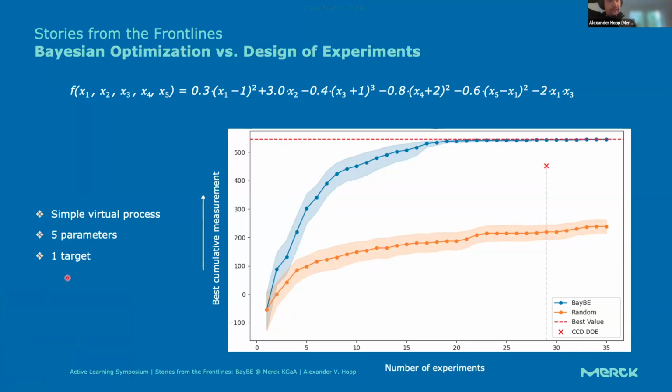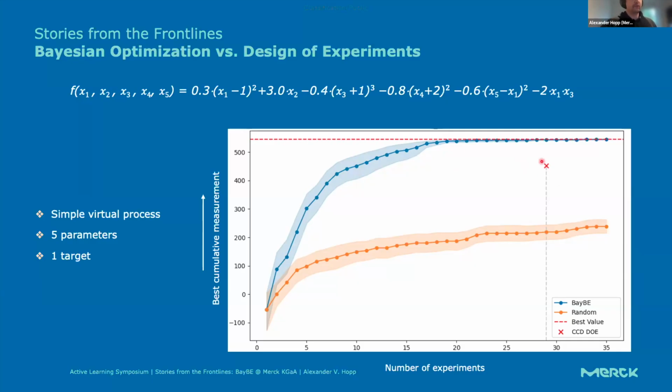What you can see on the slide here is the comparison of the optimization of this virtual process with BayBE shown in blue, compared with just doing random choices, and the results that you get from design of experiments. And what we see is, first of all, Bayesian optimization offers you this iterative procedure that we've talked about quite a lot already. So you could say that, hey, after 10 iterations, my solution is good enough. So I stop here and I'm happy with what I do.